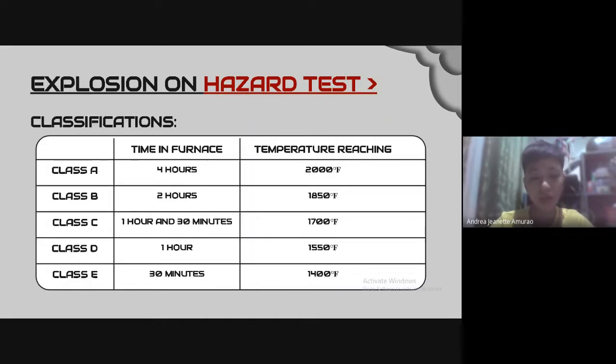Unlike the fire endurance test, the first test that I discussed earlier, which classification varies from classes A, B, and C, the explosion hazard test goes up to class E. Let me read class D and E. For class D, the time in furnace is 1 hour and the temperature reaching is 1550 Fahrenheit. For class E, the time in furnace is 30 minutes and the temperature reaching is 1400.